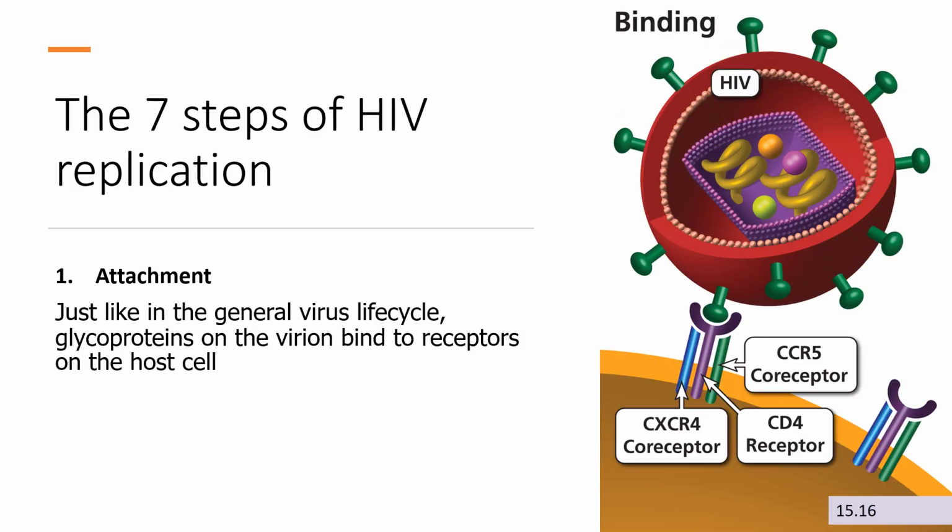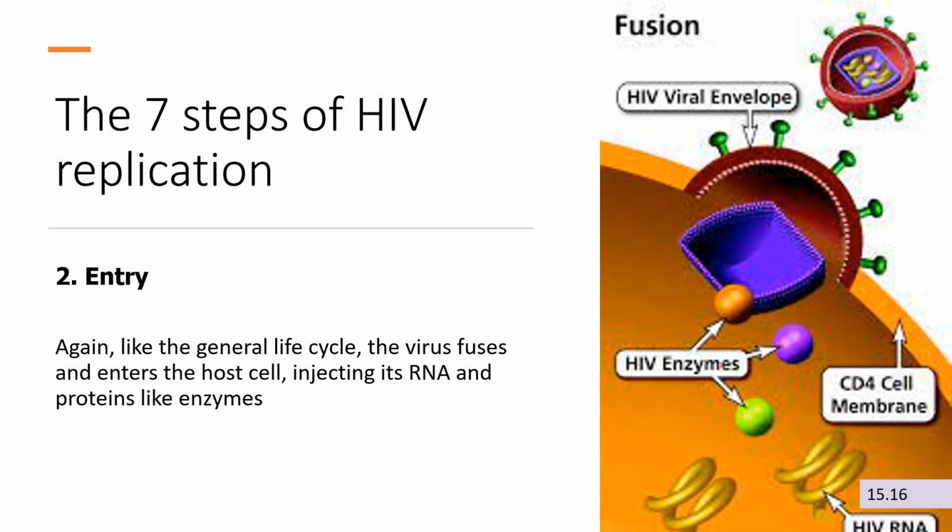Okay, so the process starts the same as any other virus. First, some glycoproteins on the outside of the retrovirus bind to receptors on the host cell. The virion then enters the host cell, injecting its RNA and some proteins like enzymes. One of those enzymes is the reverse transcriptase that we mentioned before.